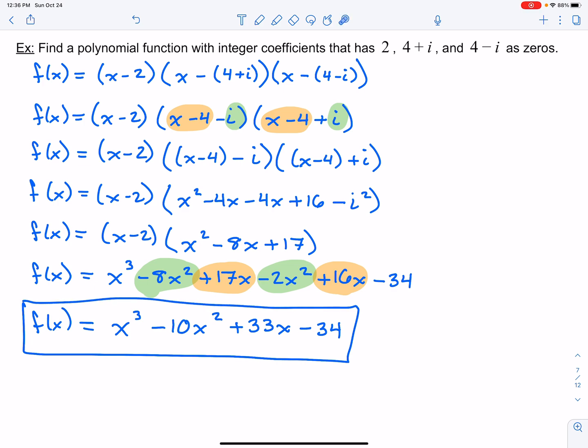If you got to a point where your coefficients were not integers, take the entire function and multiply it by something like a common denominator to get rid of those fractions so that you do have integers.